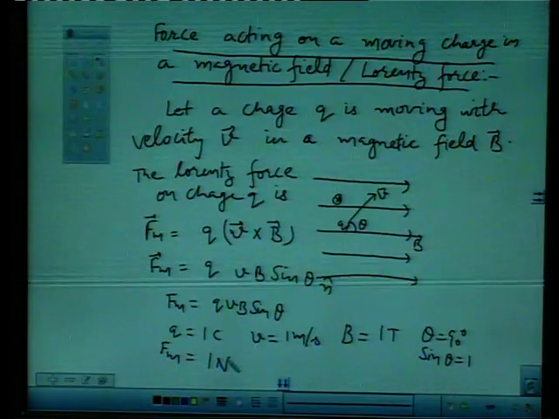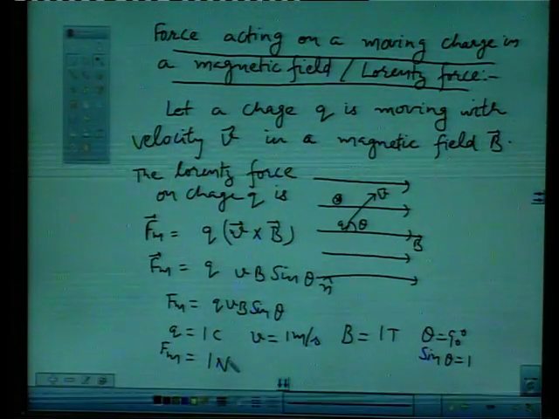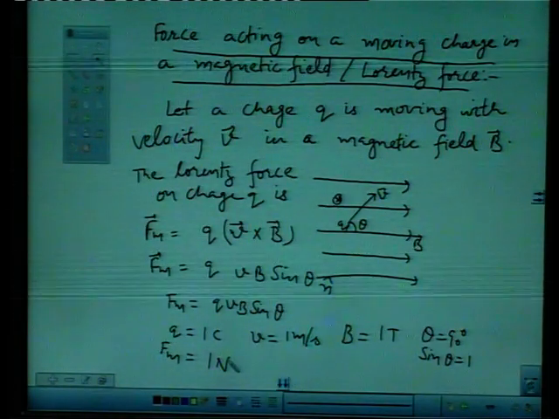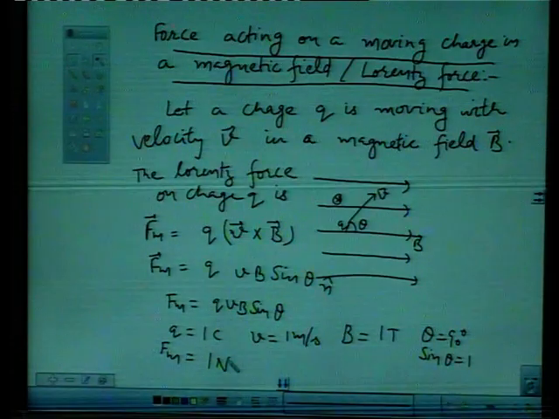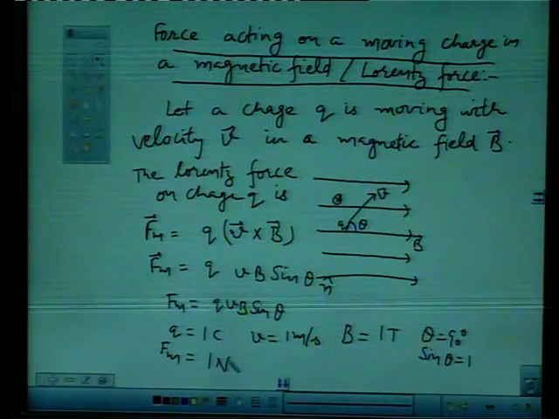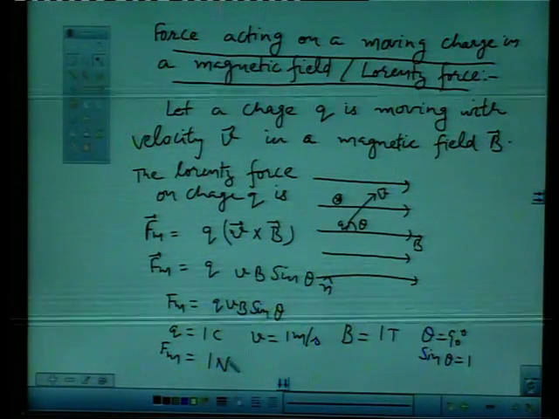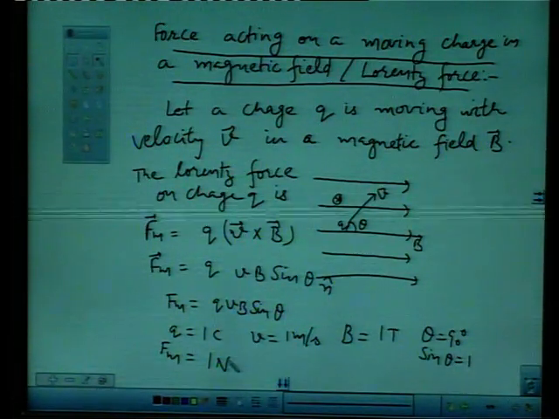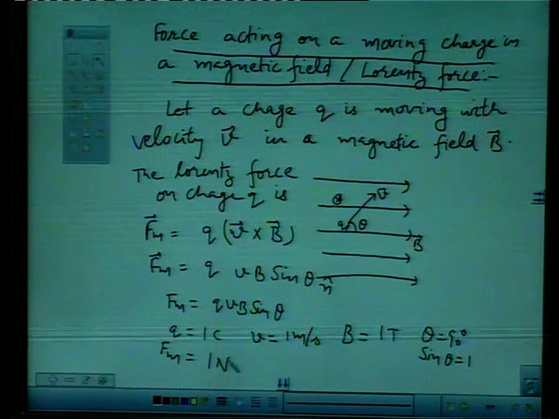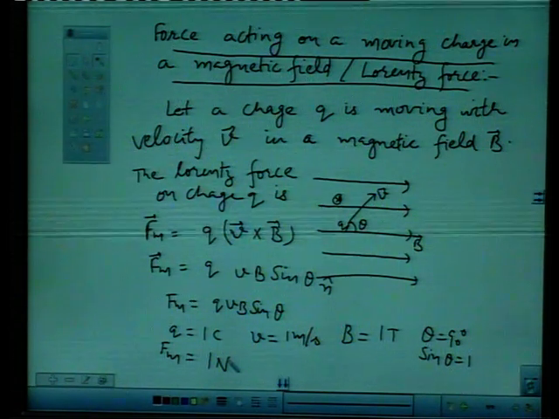So a force of 1 Newton is acting on a charge of 1 coulomb moving with a speed of 1 meter per second in a perpendicular magnetic field of 1 Tesla. So this is the definition of the magnetic force or Lorentz force.